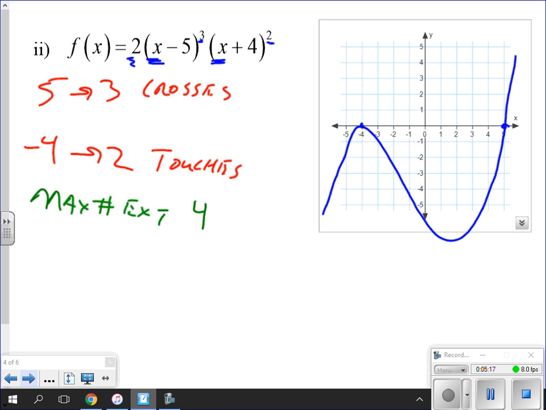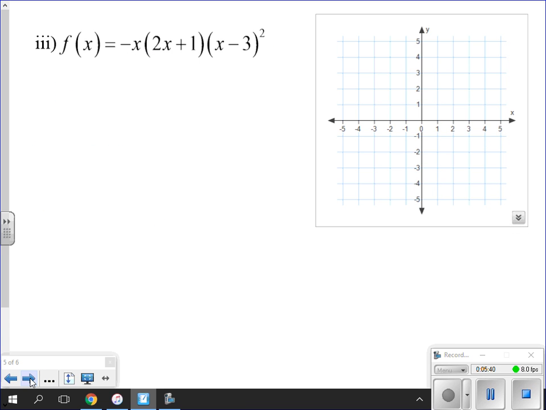Because I have an odd power, it crosses. If I have an odd multiplicity, it crosses. If I have an even multiplicity, it touches. That's it. And I know the basic shape, it comes up to -4 and touches. Well, I know it's going to come up to -4 and then go right back down from there, and then come up through 5. Nowhere else is it going to touch or cross, so I know I'm done with that. Okay. Give this one a try.